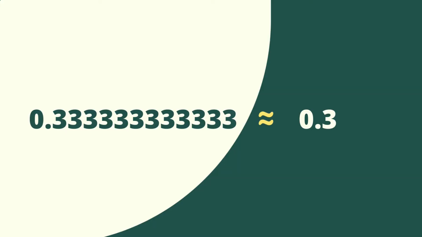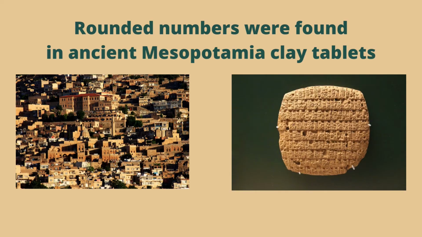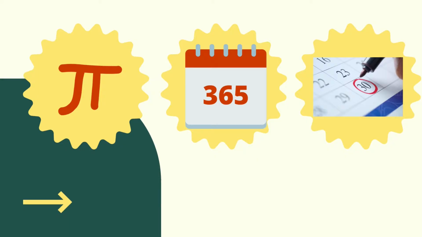Rounding is to replace a number with a shorter, simpler, or more explicit representation. It is an old concept. Some ancient clay tablets found in Mesopotamia contain rounded reciprocal values and square roots in base 60. Other examples of ancient rounded values include pi, the length of the year, and the length of the month.